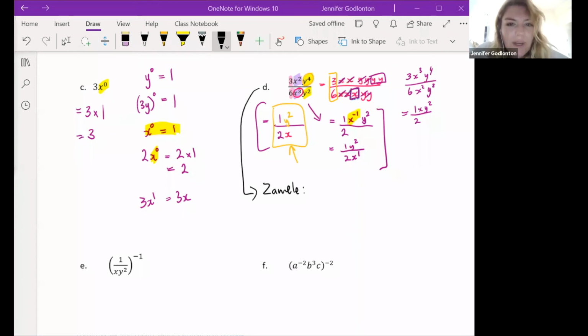Okay, for the question for Zanele, for the others, for those of you who are still wanting to work on this, you can start working on E and F, okay? Zanele, if you're really struggling with exponents, the easiest way to work with exponents is to write it out the long way.